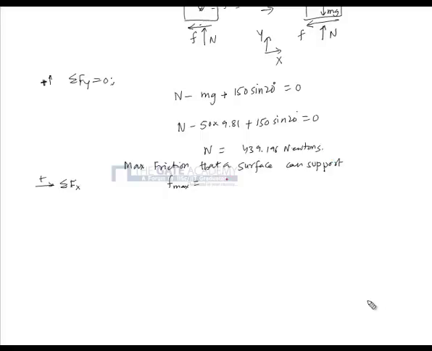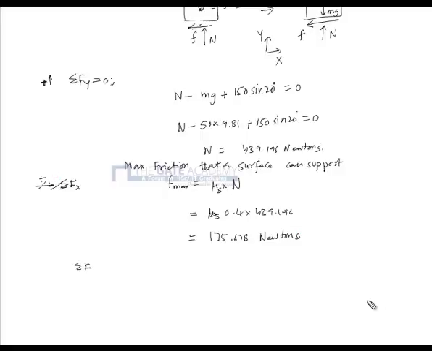That Fmax is μs, the static friction coefficient, times the normal reaction N. So μs is 0.4, times the normal reaction 439.196, which comes out to be 175.678. So this is the maximum friction that a surface can support. Now let's see what the requirement is.